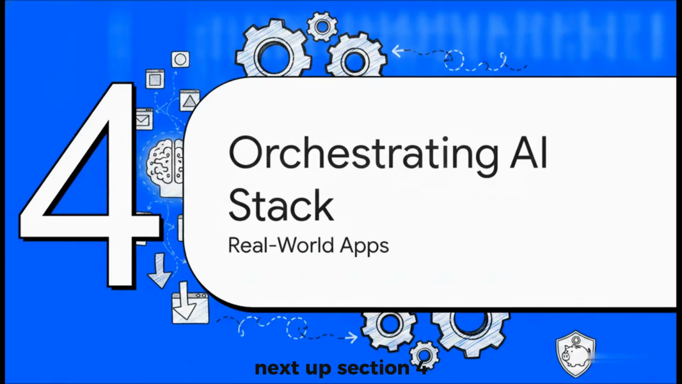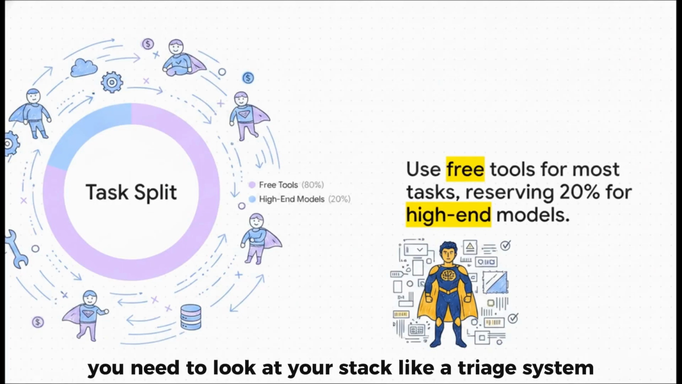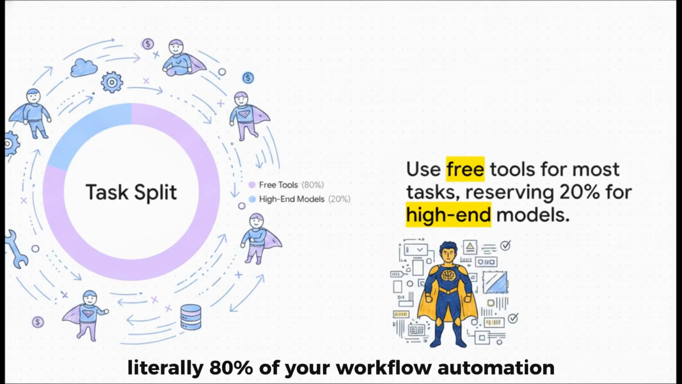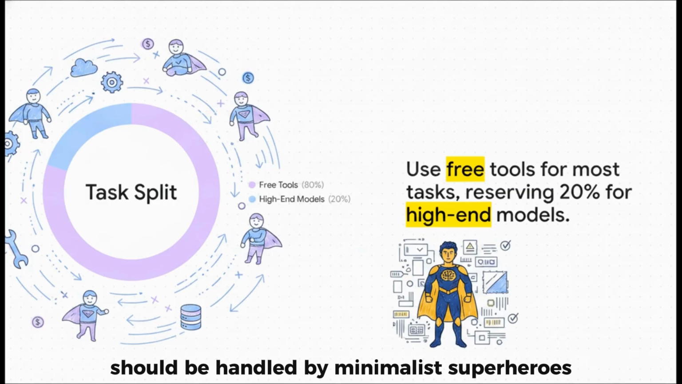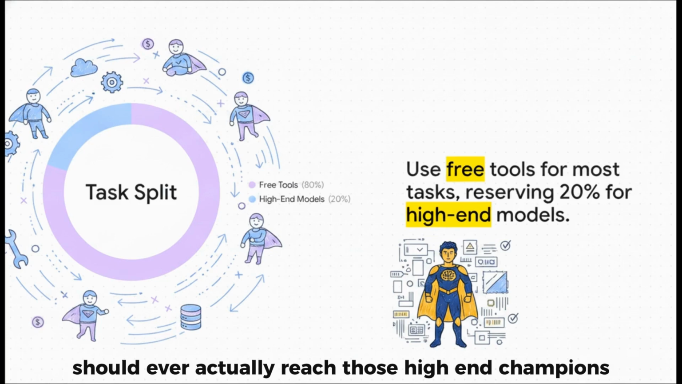Next up, Section 4, orchestrating your AI stack. Instead of paying top dollar to execute every single prompt through your most expensive model, you need to look at your stack like a triage system. Literally 80% of your workflow automation should be handled by minimalist superheroes. These are your free or low-cost tools operating outside the expensive LLMs. Only 20% of your most complex tasks should ever actually reach those high-end champions.